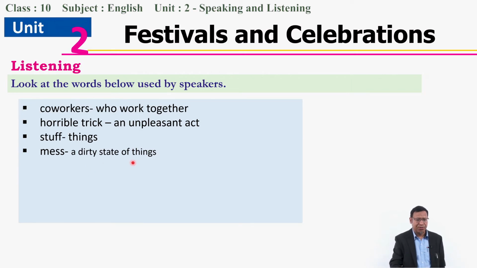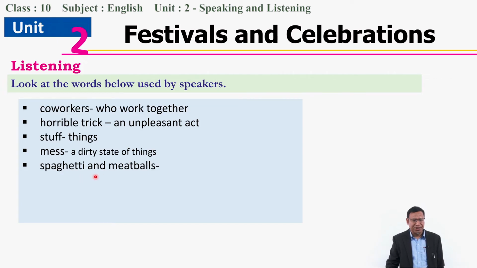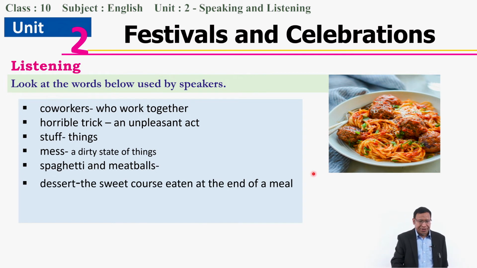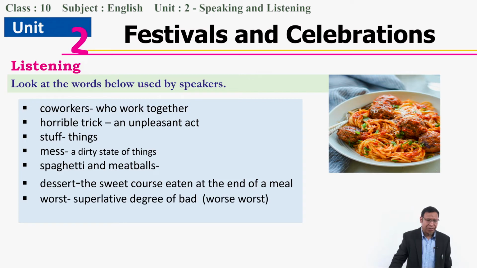That's a very useful word. Then spaghetti and meatballs. Look at this spaghetti and meatballs. That's the spaghetti, right? And the meatballs are these. That's what the dish looks like. Dessert. Dessert is the sweet course eaten at the end of a meal. All right. So after you consume food, at the end you are given the dessert. Basically, they are sweet. All right. So that's what is called dessert. Well, then worst. Worst is the superlative form of bad. All right.